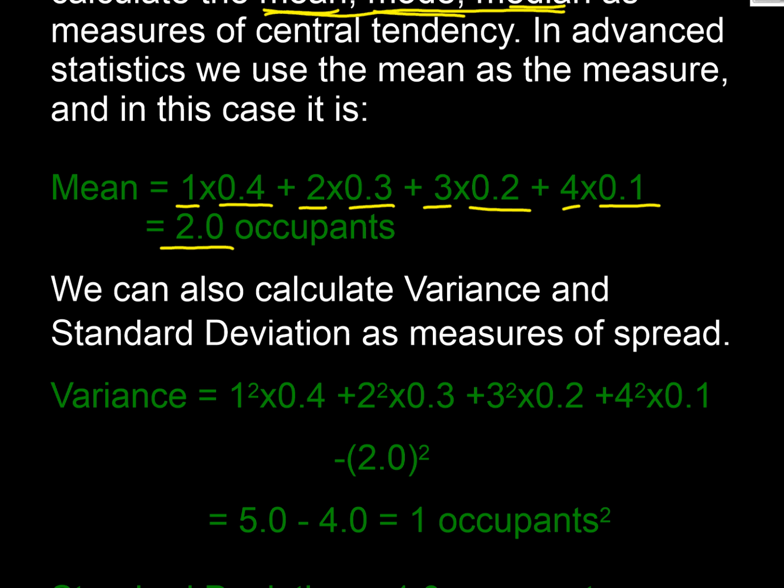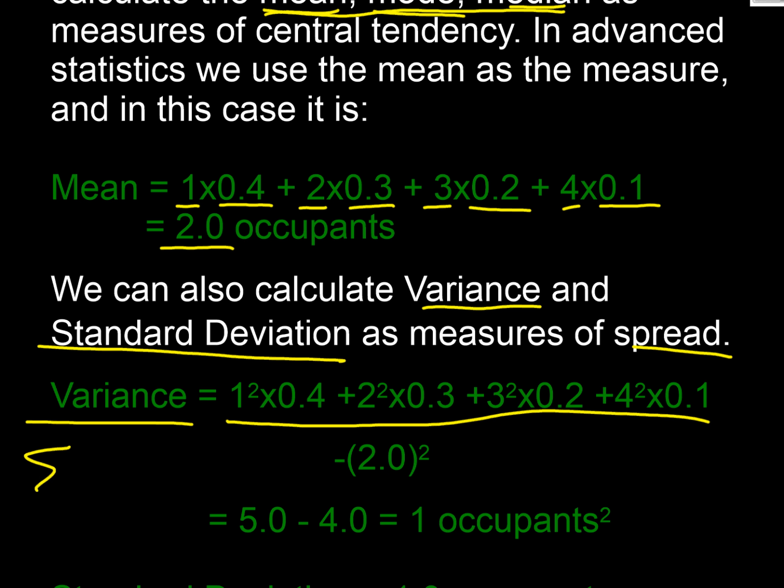And we can follow exactly the same approach to find our measures of spread, variance and standard deviation. We always start with our variance. Here we have our first part, our sum of x squareds. Rather than using frequency, we multiply by our probability: 0.4 times 1 squared, 0.3 probability of 2 squared, 0.2 probability of 3 squared, and 0.1 of 4 squared. So that's that part.